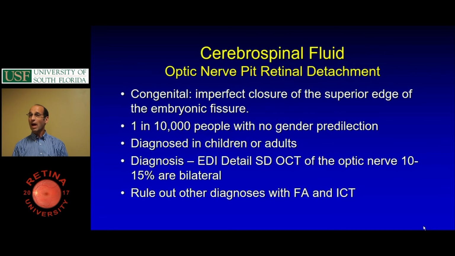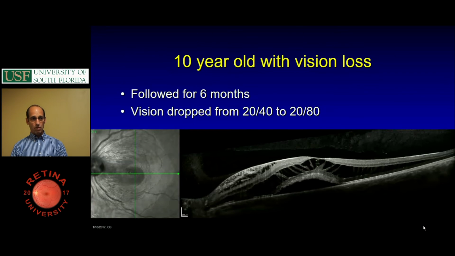So I have a handful of older patients with sort of funny looking maculas where often you see it coming off the nerve and there's something there. And you can do an EDI through the optic nerve, and these sometimes are bilateral. And you look for other diagnoses. So this is a 10-year-old with vision loss. We watched for about 10 months with fluid under the macula, and the funny-looking intraretinal fluid there too.